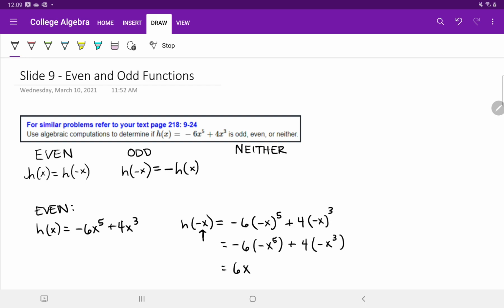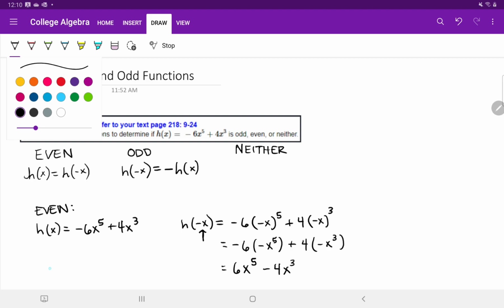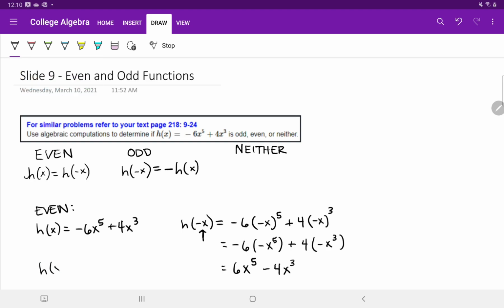And now we're going to multiply together the negative 6 and the negative x to the fifth, so we get a positive. And the positive 4 with the negative x cubed will give us a negative 4x cubed. So to determine whether this function is even, we need to compare h of x to h of negative x.